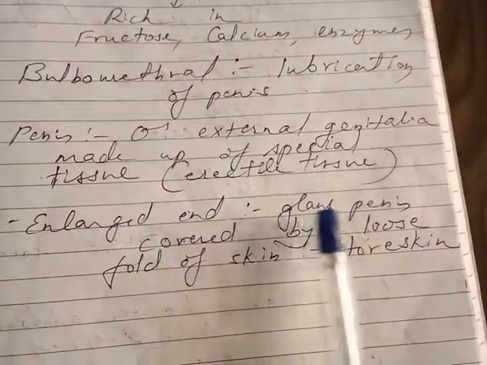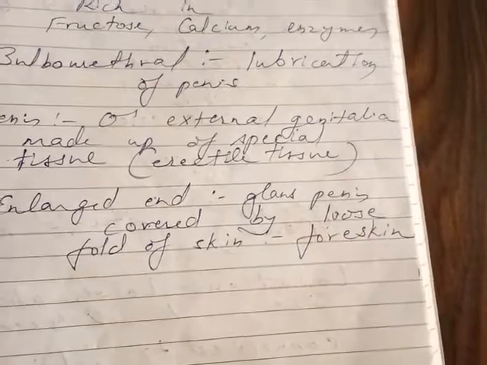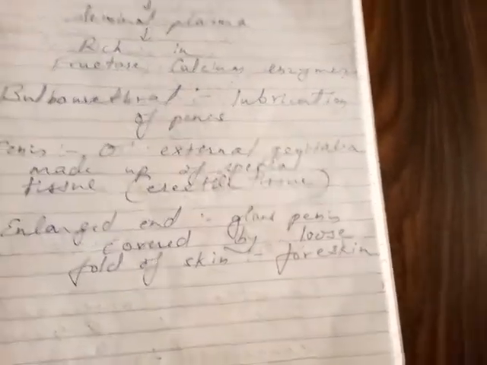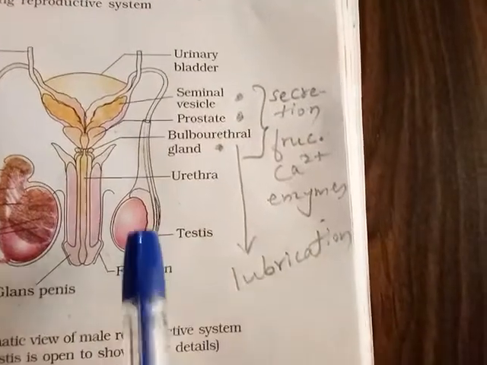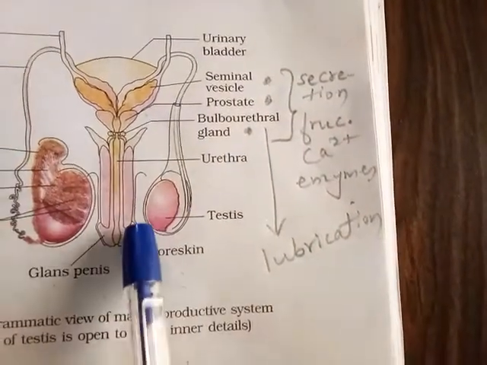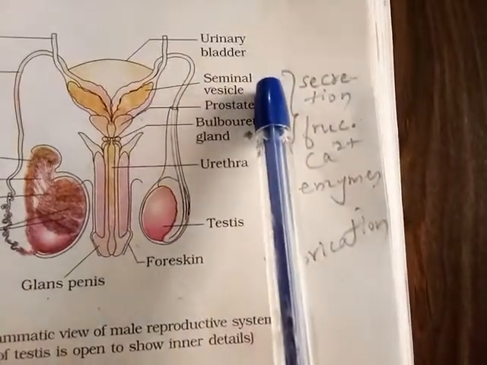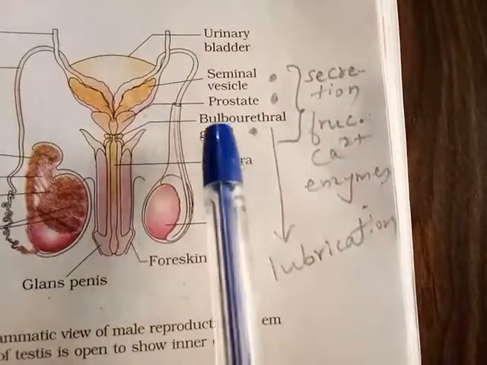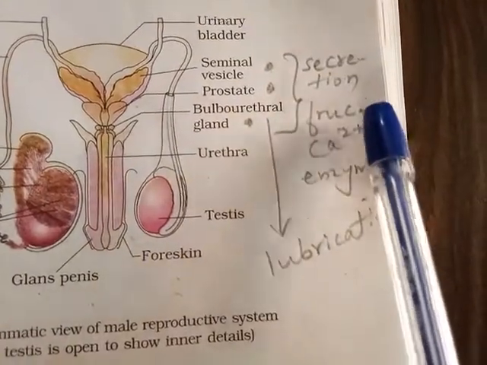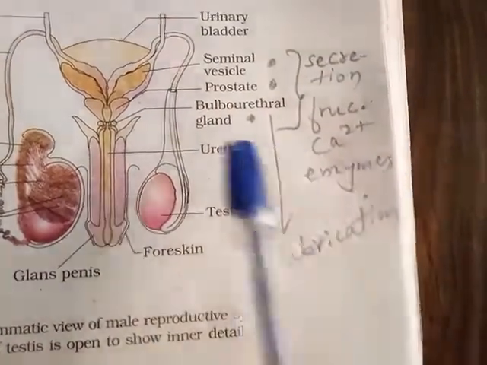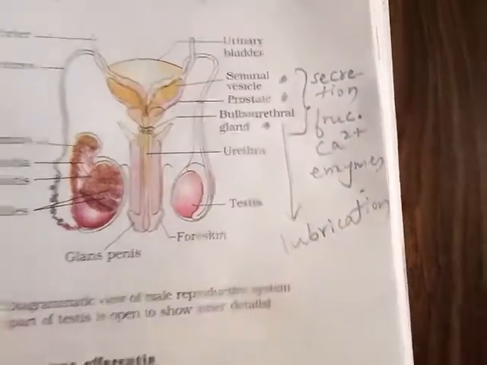Its enlarged end is called glans penis, which is covered by a loose fold of skin, that is called foreskin. So in the diagram you can see this. So testis is there, foreskin is there, and glans penis is there, and three glands, that is seminal vesicle, prostate gland, and bulbourethral gland. Its secretion is having fructose, calcium, and enzyme, and bulbourethral gland also helps in the lubrication.